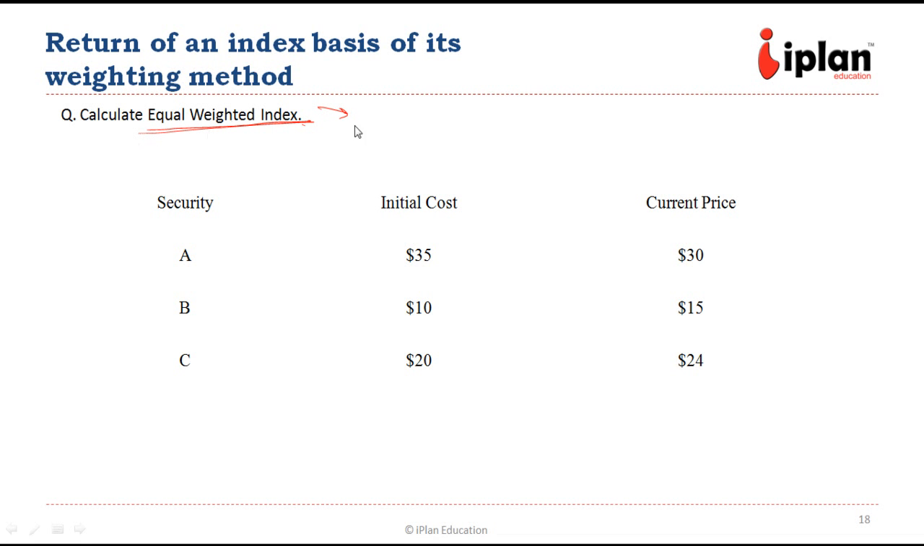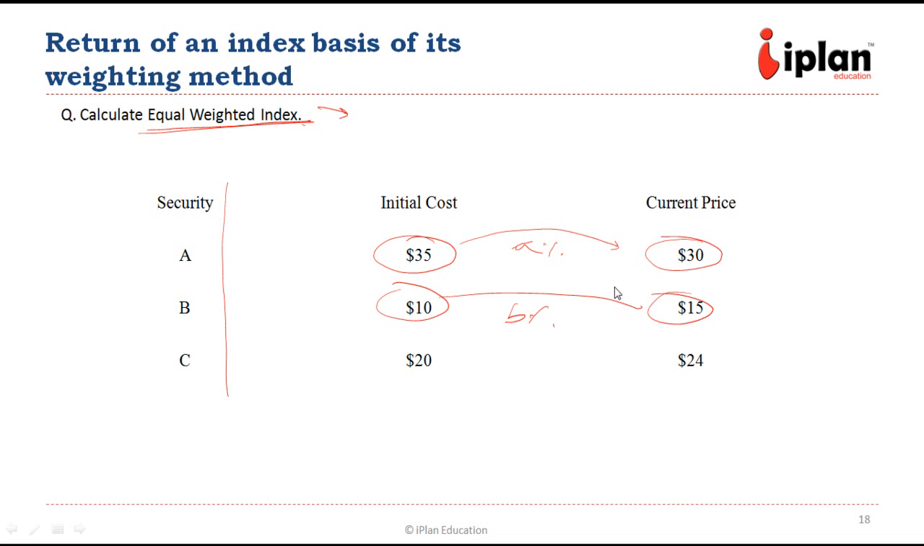As we have already seen, in this case equal weight is going to be given to all the securities irrespective of their prices and market value. So if the initial cost was 35 for security A and the current price is 30, we have a certain percentage drop, and for B suppose there is a certain percentage rise, and for C there is another percentage rise. So we are going to treat them equally. We are not going to be influenced by the prices of the security or market value of the security. We simply take the arithmetic average of these percentages.